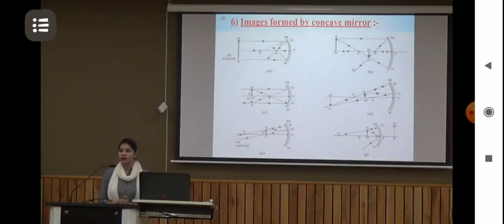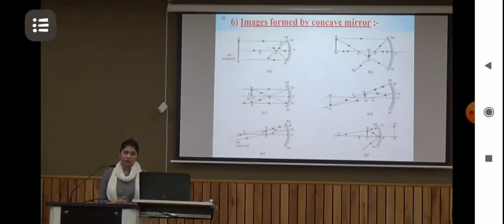Now for every ray diagram that you're going to study, you need to know these 4 points. What is the object position? What is the image position? What is the size of the image? And what is the nature of the image? Moving on to the second ray diagram, the object is beyond C. Now when the object is beyond C, as you can see, the image is formed between the focus and the center of curvature. Now here, the size of the image is smaller than the size of the object, and the image formed is real and inverted. Now how can we say that the image is real and inverted? Because it is formed below the principal axis.